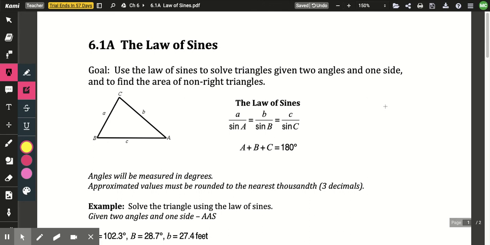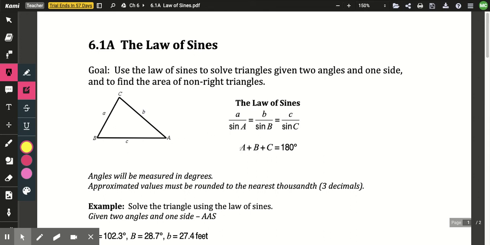We're going to be looking at the law of sines today. And before we get too far into that, there is one quick reminder. We're going to use the law of sines to solve triangles that are not right triangles, so triangles that have no right angles. By solve a triangle, what that means is you're going to find the length of all of the sides and you're going to find the measure of all of the angles.